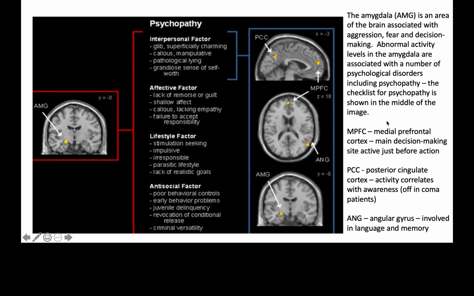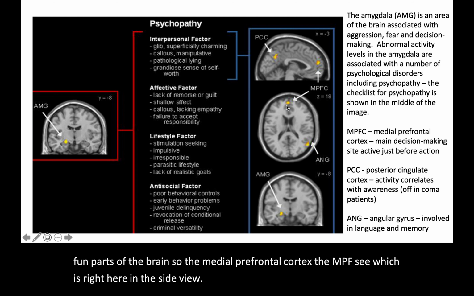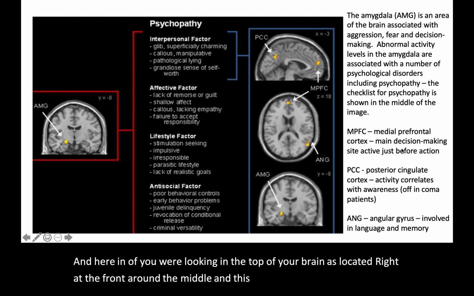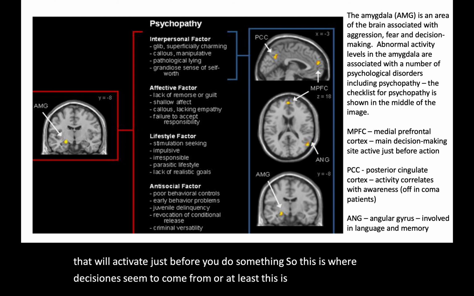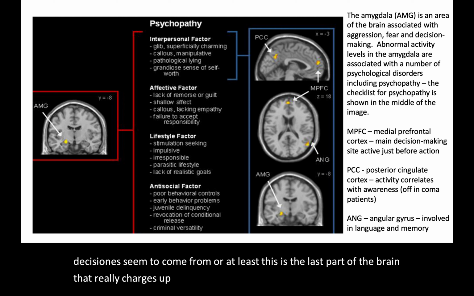So let's look at some other fun parts of the brain. So the medial prefrontal cortex, the MPFC, which is right here in the side view, and here in a view we're looking like at the top of your brain. It's located right up at the front, around the middle, and this is the main decision-making site that will activate just before you do something. So this is where decisions seem to come from, or at least this is the last part of the brain that really charges up and activates in the decision-making process.